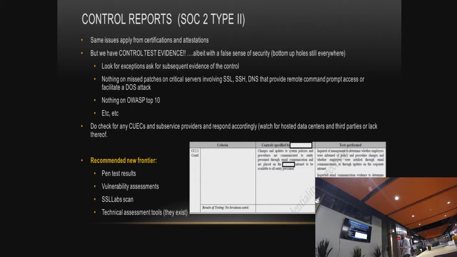In terms of next-gen vendor risk management, can we get pen test results? So show me your pen test results in the last year and what you did about that, right? That's missing from a SOC 2 Type 2 report, not included. Or how about vulnerability assessments?